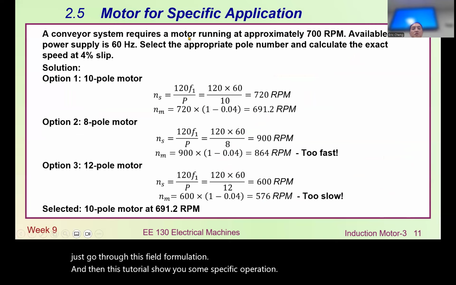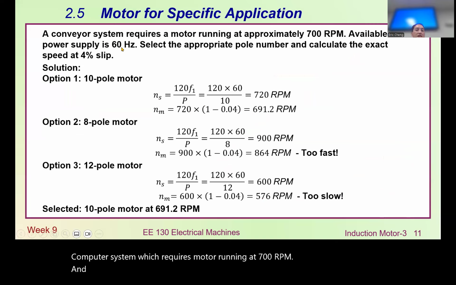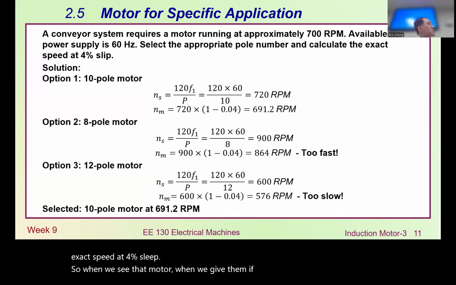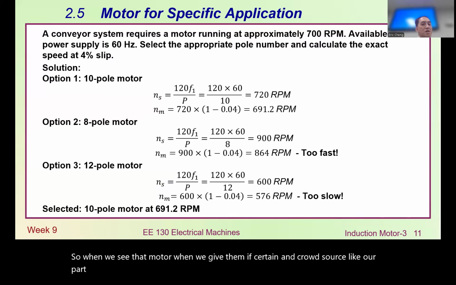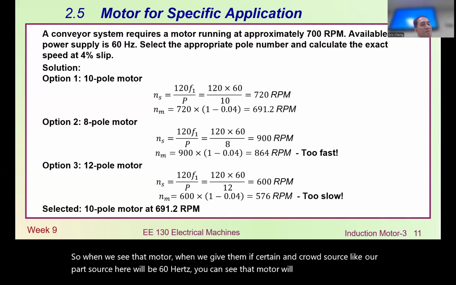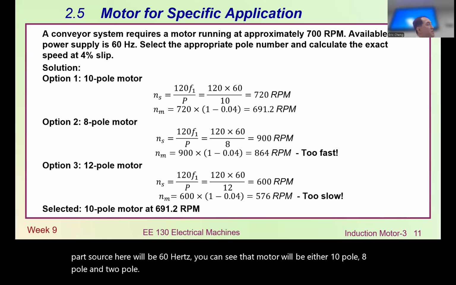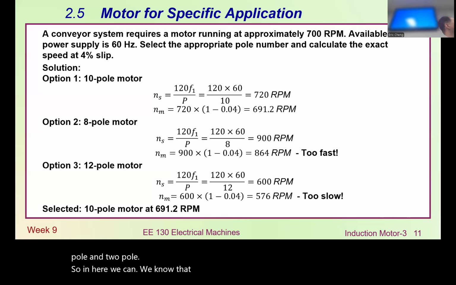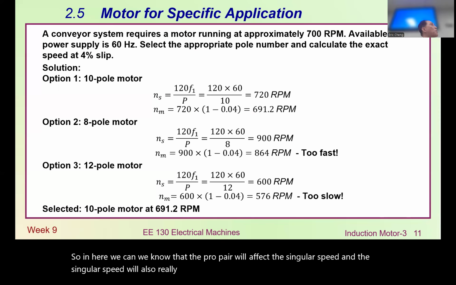A conveyor system requires a motor running at 700 RPM. The power source is 60 Hertz. Select the pole pair and calculate the exact speed at 4% slip. So when we select a motor for a certain power source, like our 60 Hertz source here, we can select a motor with either 10 poles, 8 poles, or 12 poles. Here we know that the number of poles affects the synchronous speed, and the synchronous speed is closely related to the motor operation.